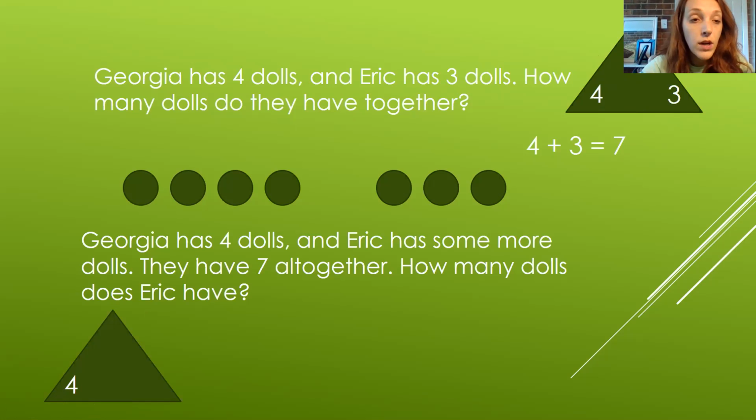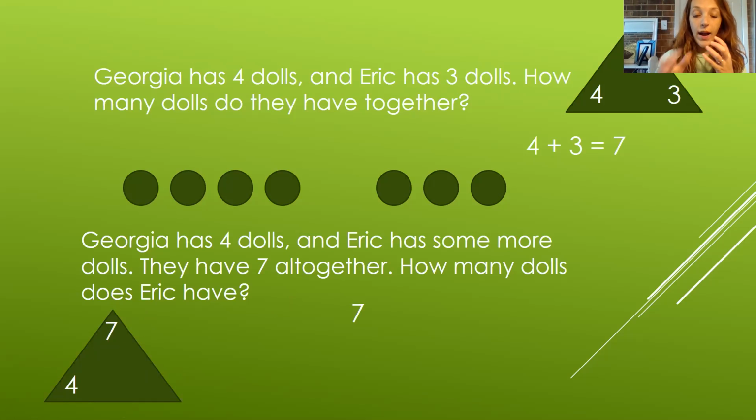Eric has some. We're not sure how many he has, so I'm not sure what goes here. But I do know that they have 7 all together. So all together is letting me know that that's my whole. So I'm going to put 7 up top. Here's my whole, and here's my part. So my question is, how many dolls does Eric have? Okay, and that's what's going to go here.